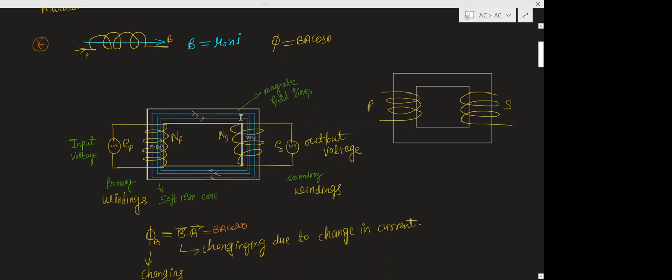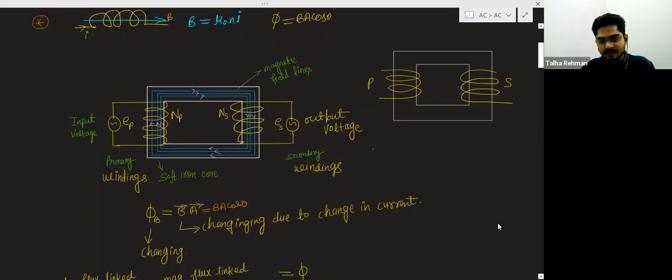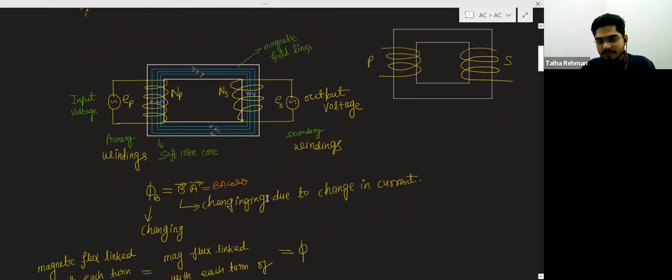The same magnetic field lines are here also, so the magnetic field is changing here too. Due to the change in the magnetic field, there will be a change in the magnetic flux. Due to the change in the magnetic flux, there will be the induced EMF here, according to Faraday's law. So this thing I have written here: the changing magnetic field is due to the change in the current.